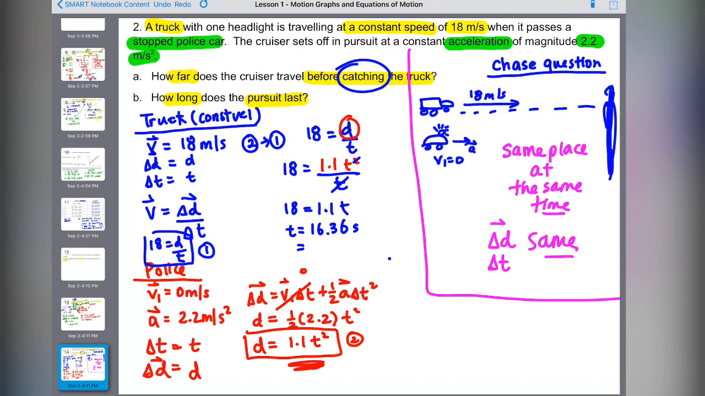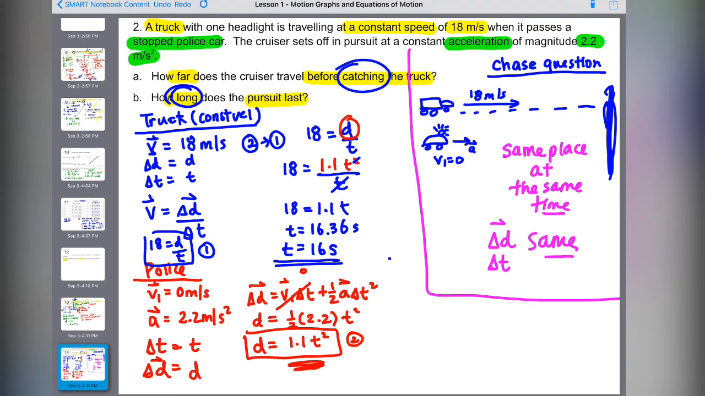16.36 seconds. Sigdigs are 2 sigdigs, and because the question that I solved for, part B first, did ask for how long, I do need to express it with the correct sigdigs. So T, final answer, is 16 seconds. And then part A, I need to find out how far, meaning what D is. So you can plug it back into equation 1 or 2 of your choice and figure it out.